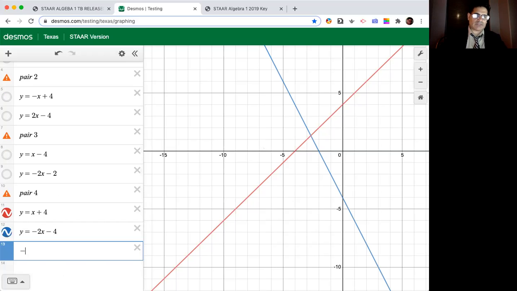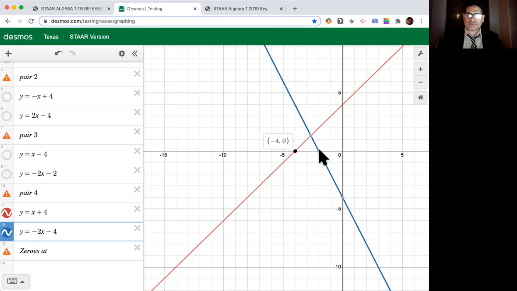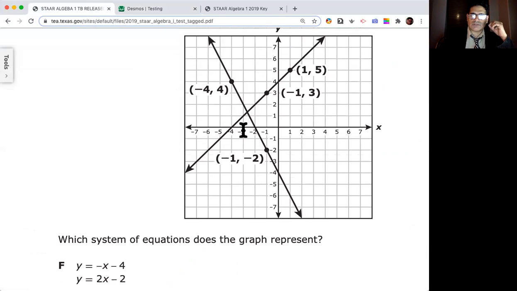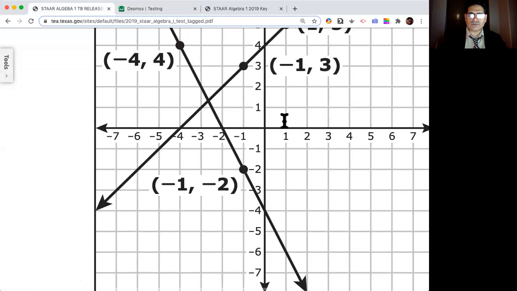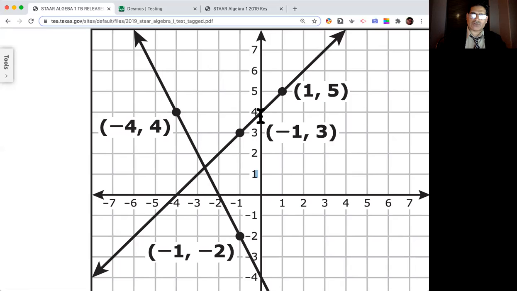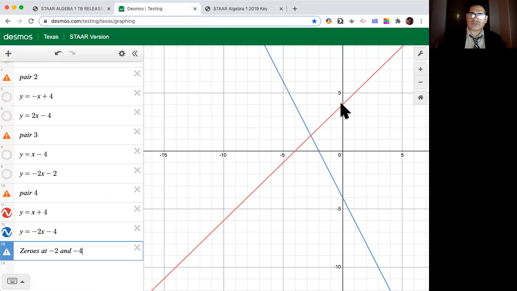So my zeros are negative 4 and, let's see, zeros at... I don't know if it takes it. Zeros at negative 4, negative 2. Zeros at negative 2 and negative 4. Okay. And this is going to have to work. Negative 2 and negative 4. And it's in that quadrant. And just want to make sure, 4, negative 4. 4 and negative 4. And that's a match.